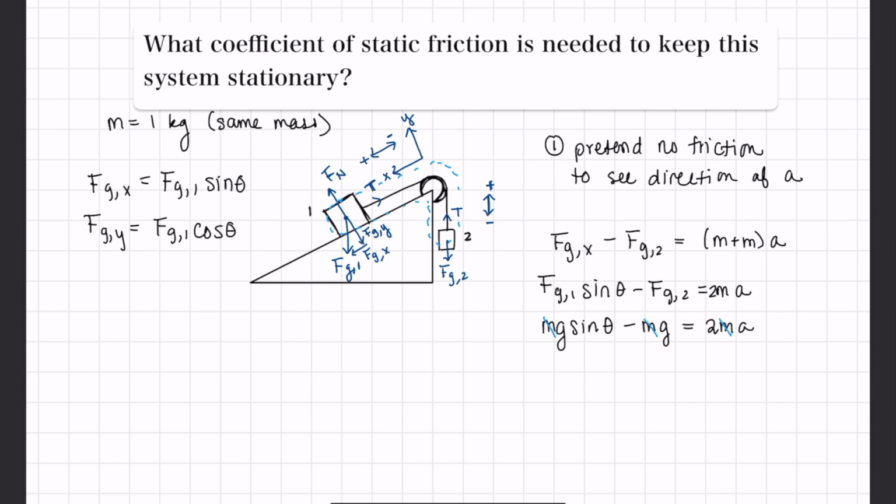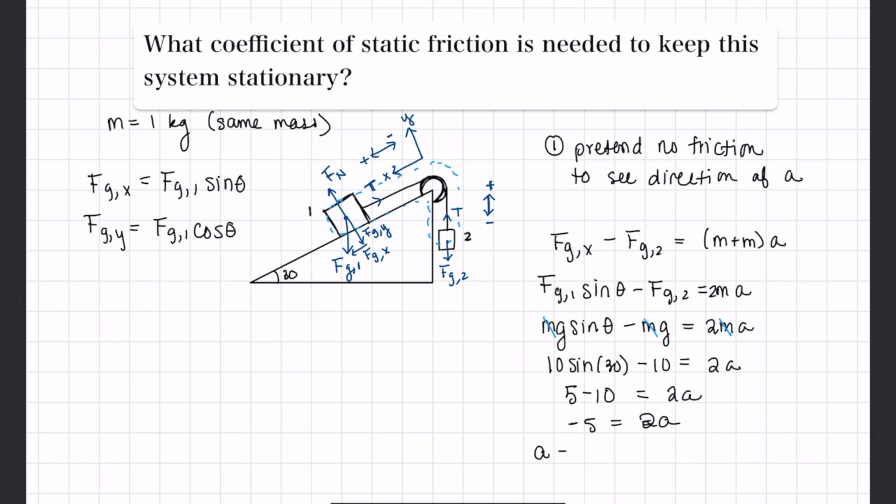And then, oh, I didn't give this an angle. Make it 30 for easy math. 10 sine 30 minus 10 equals 2a. So sine of 30 is a half, so that'll become 5 minus 10 equals 2a. And from this, that'll be a negative 5 equals 2a. That tells us that a is actually going to be moving this way. So our theoretical A is moving in the negative direction, which means our friction needs to point in the positive direction. So now I'm going to go ahead and add.